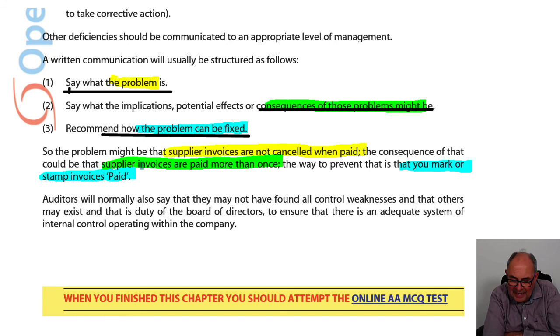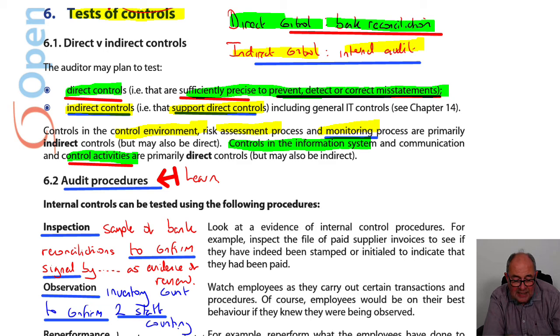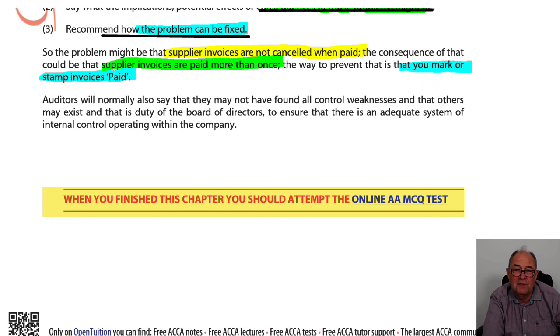There we are. So we've had a look at controls. Make sure you learn the five components of the control system, that you've got examples of control activities, that you know the difference, because this is topical, between direct and indirect controls, and practice writing tests of controls. Find the control, put the word inspect, observe, or reperform in front of it, and see if you can finish the sentence. I think you'll be fine. And there we are. That is our little lecture around controls.